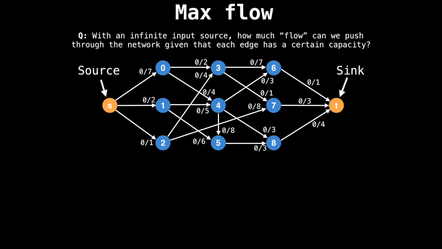There are also two special types of nodes in a flow graph, the source node and the sink node, usually denoted as S and T respectively. The maximum flow problem asks, with an infinite input source, how much flow can we push through the network without exceeding the capacity of any edge? And it's not at all obvious how one should figure that out.